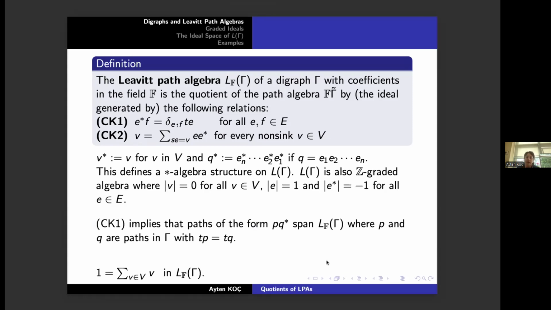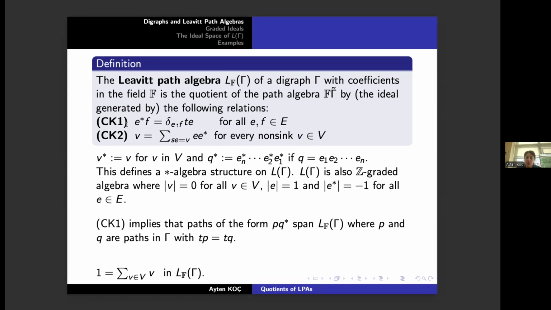We can extend the star operator to all paths. V star is V for all vertices V, and if Q is a path E1, E2, ..., En, the dual path is denoted Q star, the product of the dual arrows in reverse order. This defines a star-algebra structure on the Leavitt path algebra. The Leavitt path algebra is also a Z-graded algebra, where the grade of a vertex is 0, the grade of an arrow is 1, and the grade of a dual arrow is -1.